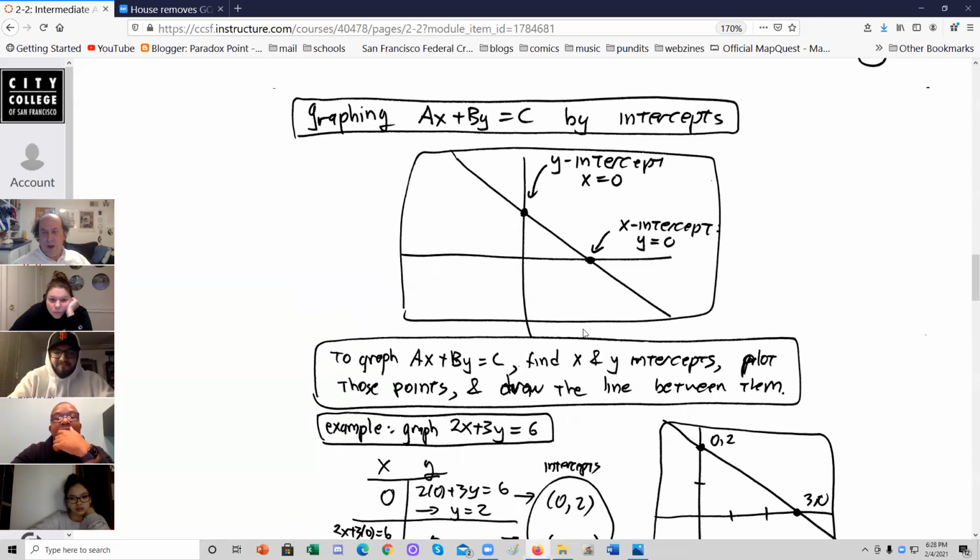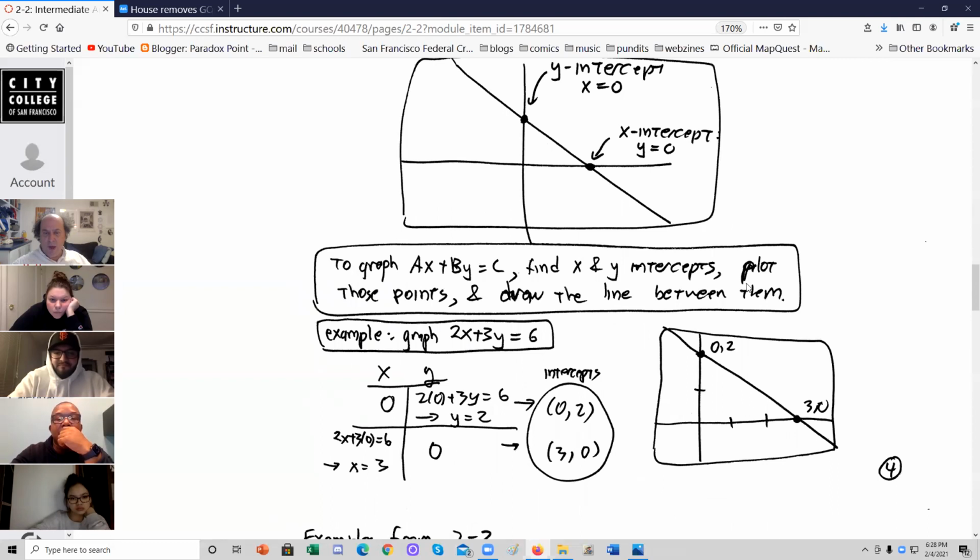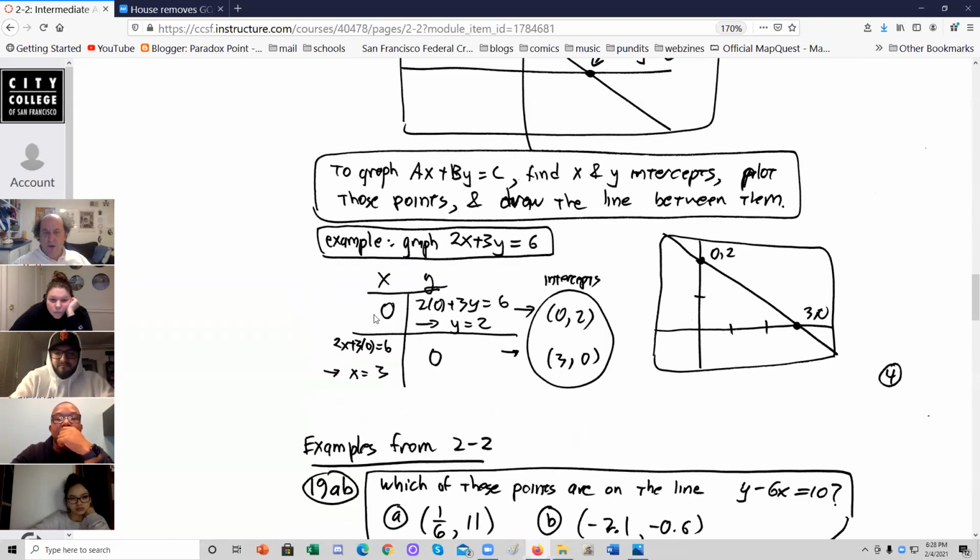So find the x and y intercepts, plot those points, and draw the line between them. For example, 2x plus 3y equals 6. All right, first let's set x equal to 0. Then you get 2 times 0 plus 3y equals 6, 3y equals 6, y equals 2. So you have the point (0, 2) plotted here.